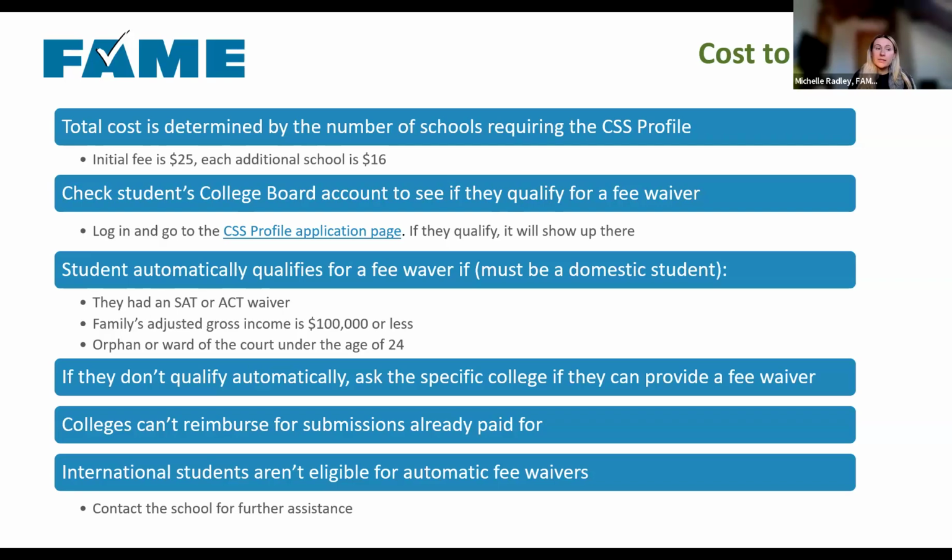But if they don't qualify automatically, it's not an end-all, be-all. They might still be able to have access to a fee waiver. The best way to do that is to reach out and contact the college specifically to see if they could be eligible and if the college could provide them a code that is then applied at the end of the filing process. When payment is asked for, they can punch in the code there. That's an option. So if you are working with an international student, that's another instance in which they would want to contact the school for further assistance to see if they would be eligible for a waiver.